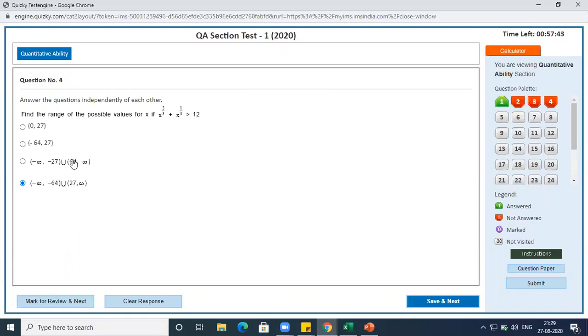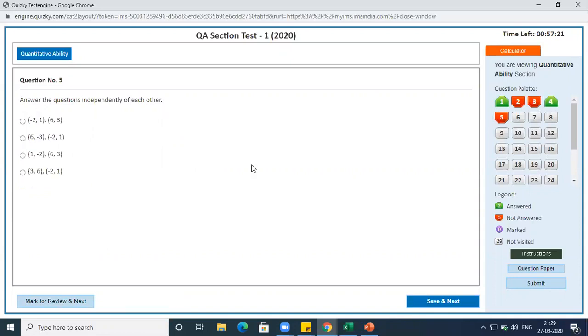Okay, got it. If I take 49, it is greater than 12. Got it. I'm trying to put in values of x greater than 27, and it fits in. Anything above 27 will fit in. I'm not even looking at the negative values here. So the answer is the option with x greater than 27.